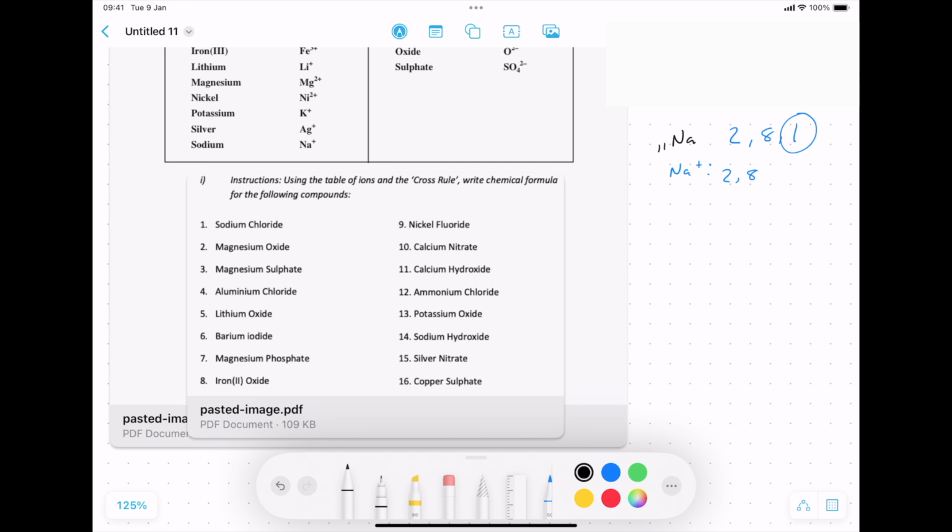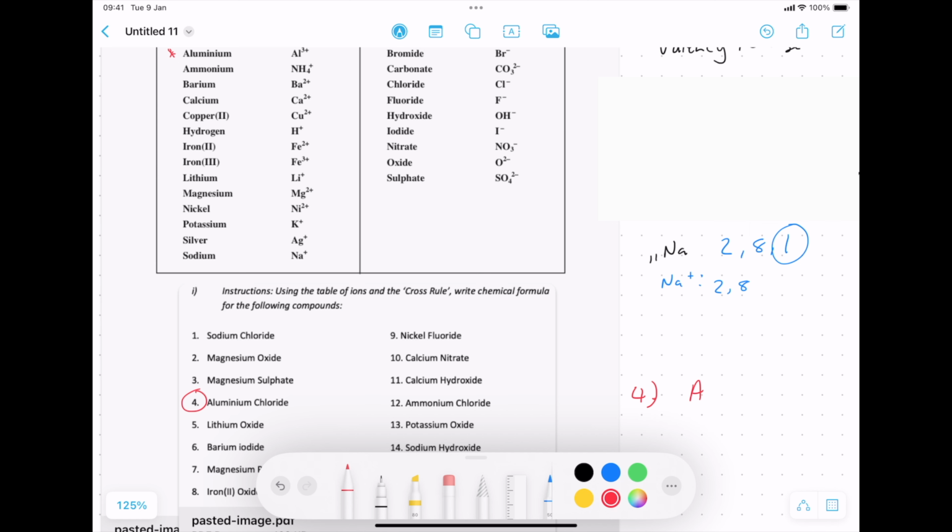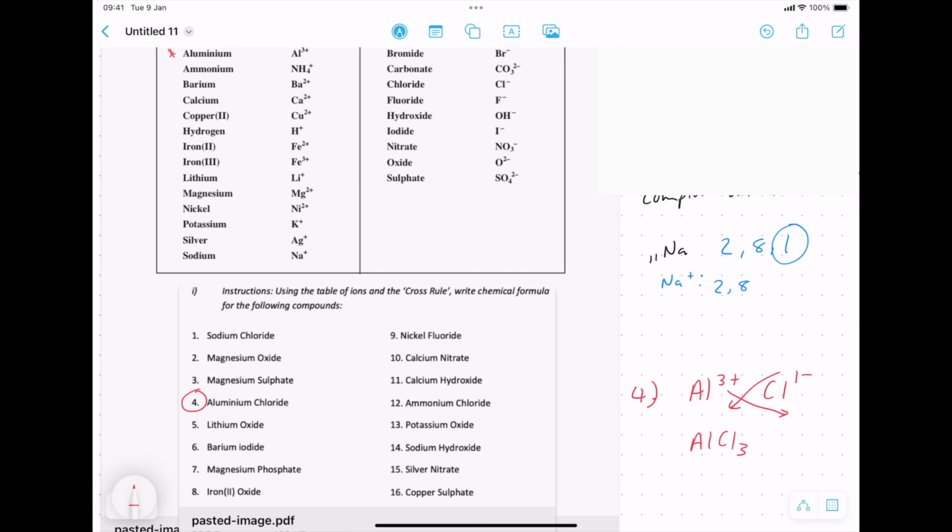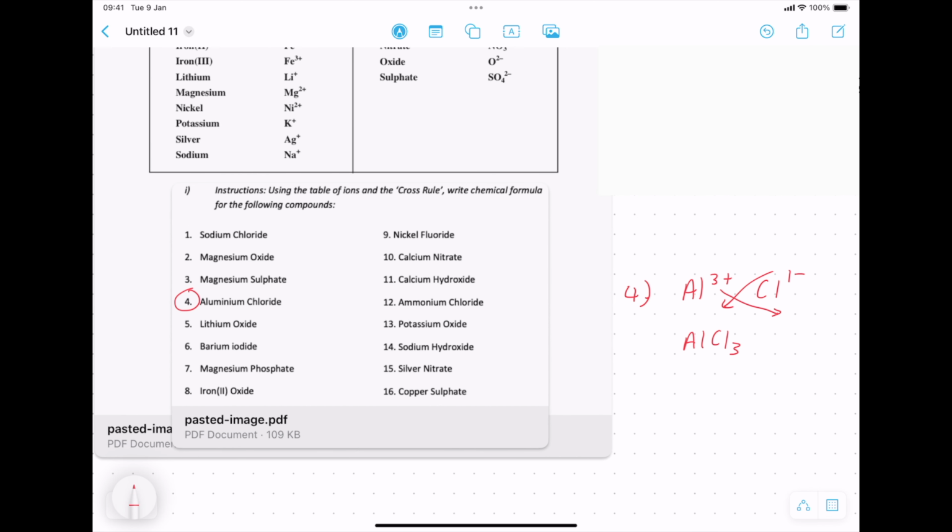Let's take, for example, number 4, aluminium chloride. Aluminium is 3+, and then chlorine is in group 7, so it needs to gain 1 electron to complete the outer shell, so it'll be -1. So what we do is we cross the numbers, ignore the charges because they cancel, and the formula for aluminium chloride will be Al1, so just AlCl3.